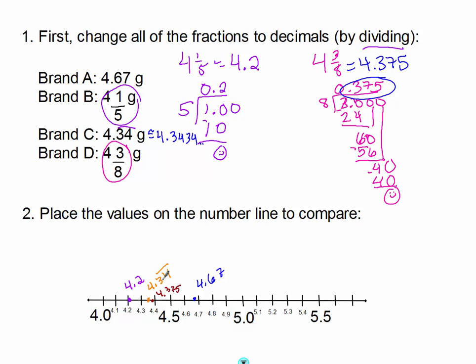And then once we have our numbers on the number line, we can look at them from left to right and write their comparison that way. So our smallest number is 4.2, which is 4 1/5. Then our 4.34 repeating. Next up is 4 3/8. And finally, the cereal with the largest amount of sugar per serving is brand A with 4.67 grams. So there you have it, ladies. We put both our fraction and decimal comparison ideas together into one.